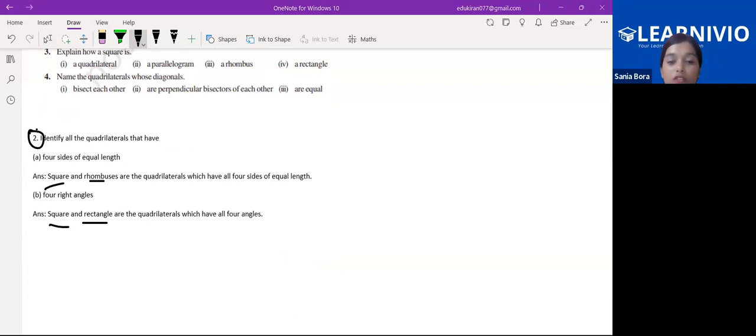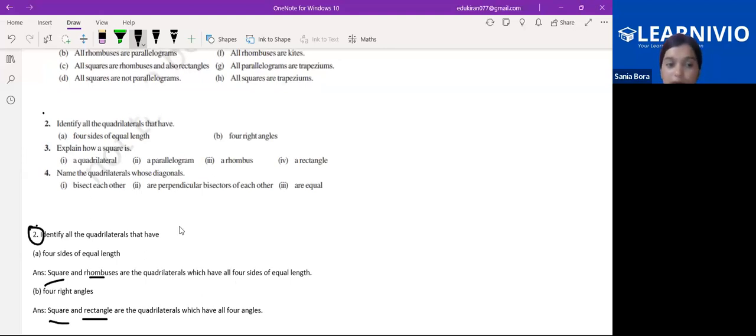Now coming to the next question, question number 3. This one also I'll ask you to write. Let me just explain how a square is a quadrilateral. A square is a quadrilateral because it has four sides. A square is a parallelogram because its opposite sides are of equal length and parallel. A square can be a rhombus because all its sides are of equal length, and a rhombus also has all sides equal. A square is a rectangle because opposite sides are of equal length and all the angles are right angles.